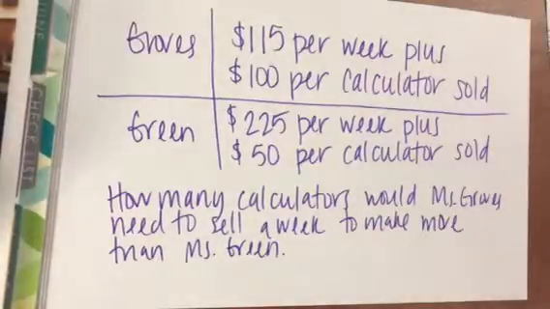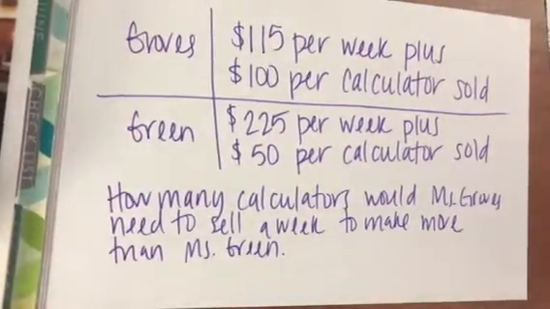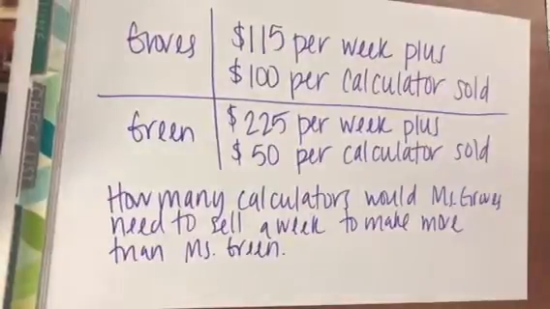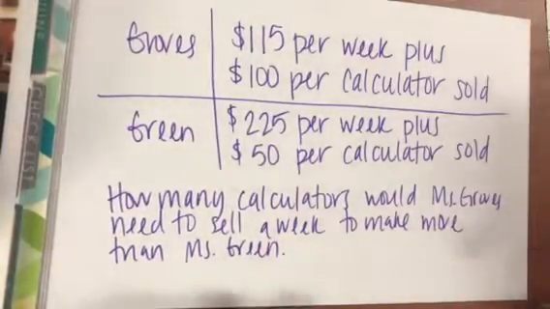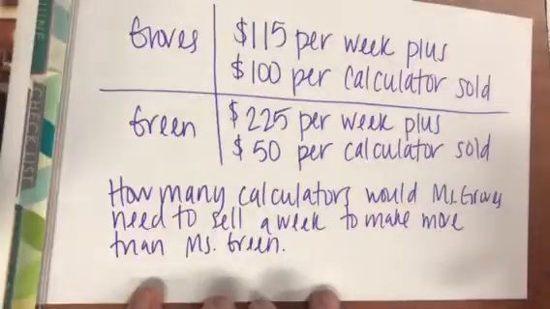And I make $115 per week plus $100 per calculator I sell. Miss Green makes $225 per week plus $50 per calculator she sells. How many calculators would I need to sell to make more than Miss Green?